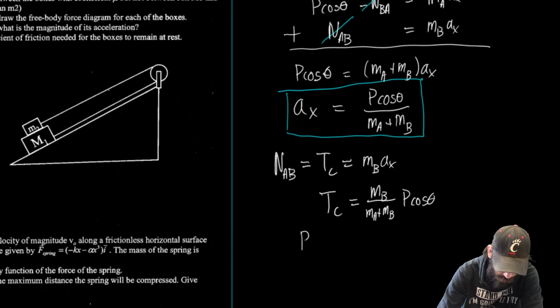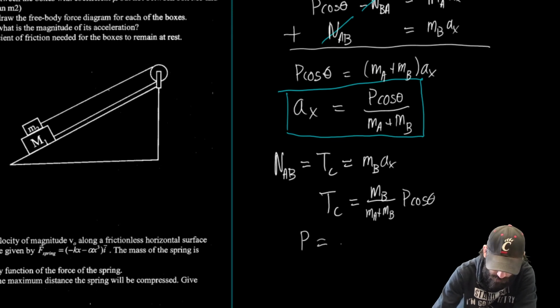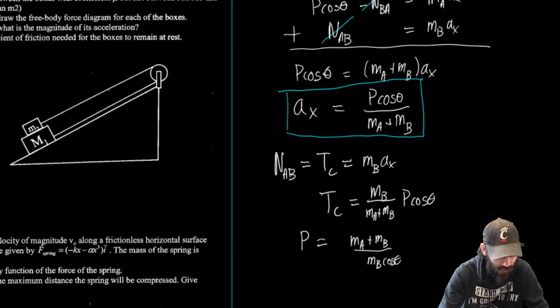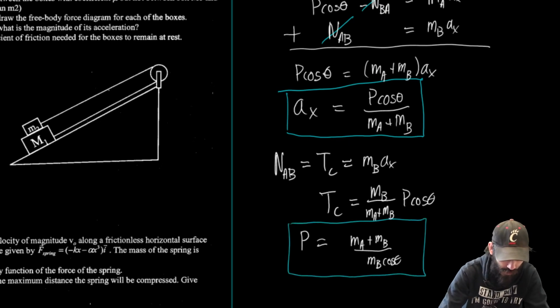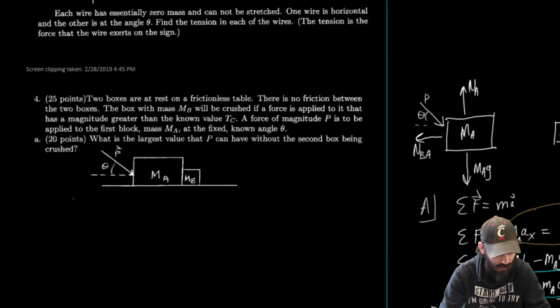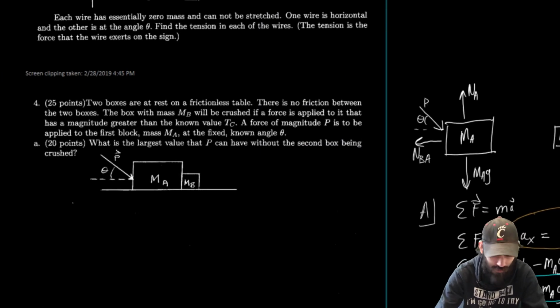So solving for P, we end up saying that this is going to be equal to (mA + mB) divided by mB times cosine of theta. Okay, and that is the answer to part A. So this is what is question 2, but for the way that this is listed, this is for A.